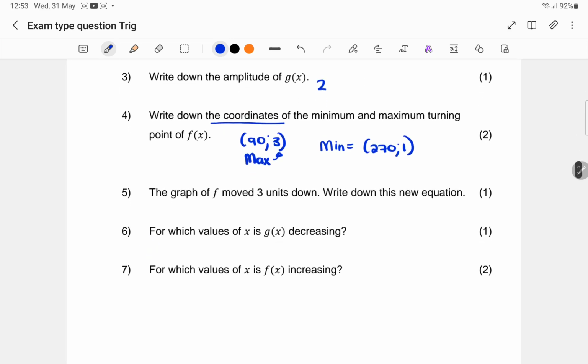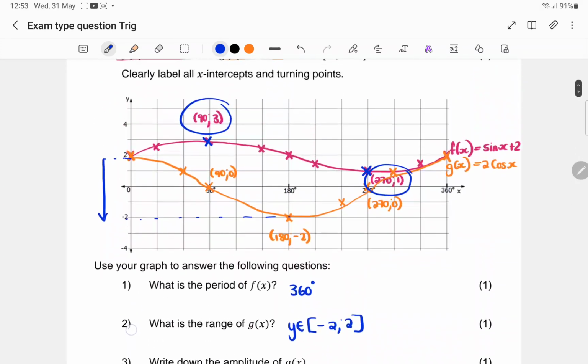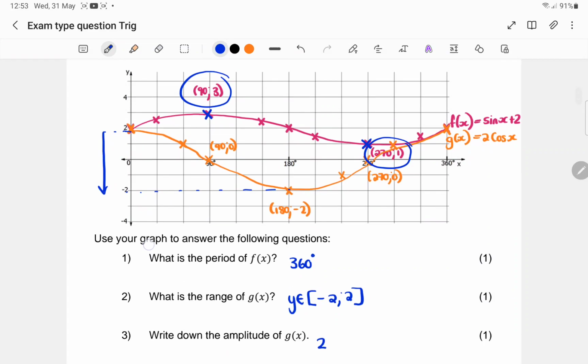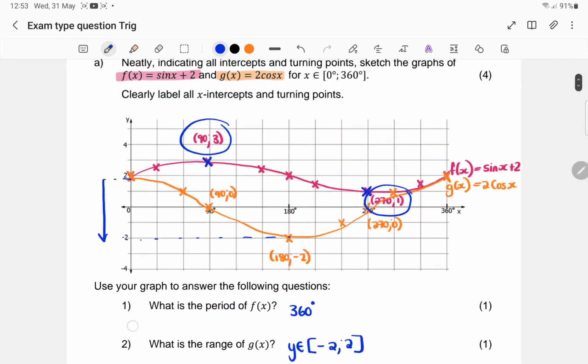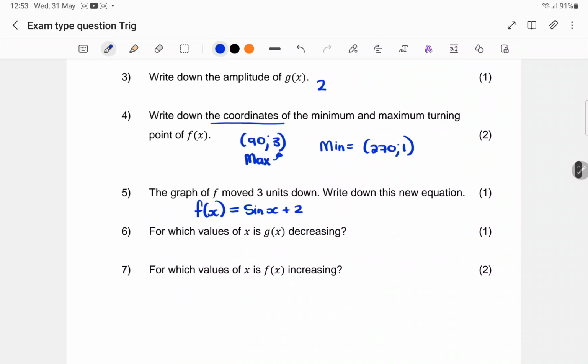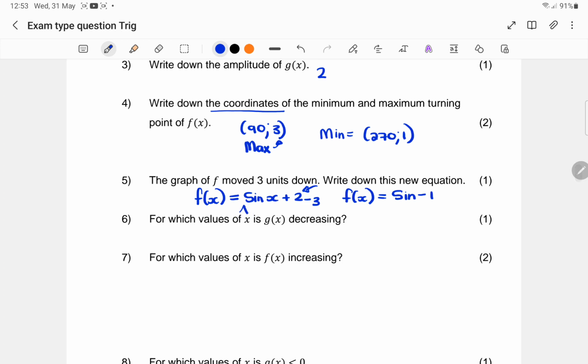The graph of f is moved 3 units down. Write down the new equation. They didn't tell me to name it anything else, so I'm going to keep it as f of x. The original was sine x plus 2. Just to make double sure, sine x plus 2, and they say to please move it 3 units down. So we're going to minus 3 at the back here. The new equation for graph f of x would be sine x, and 2 minus 3 gives you negative 1. I hope that makes sense. Remember, the shifting happens here at the back. The vertical stretch happens where the amplitude is.